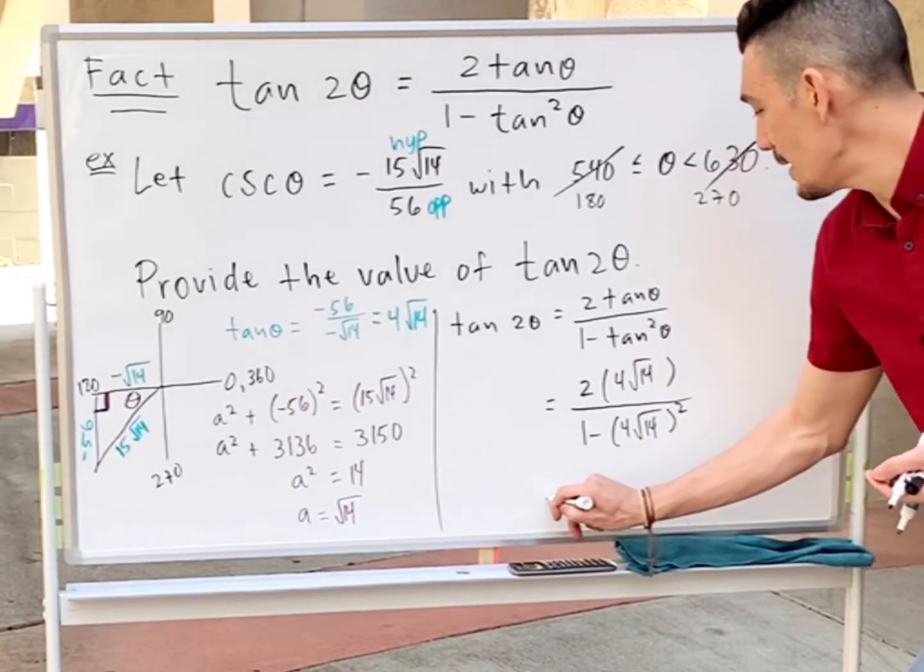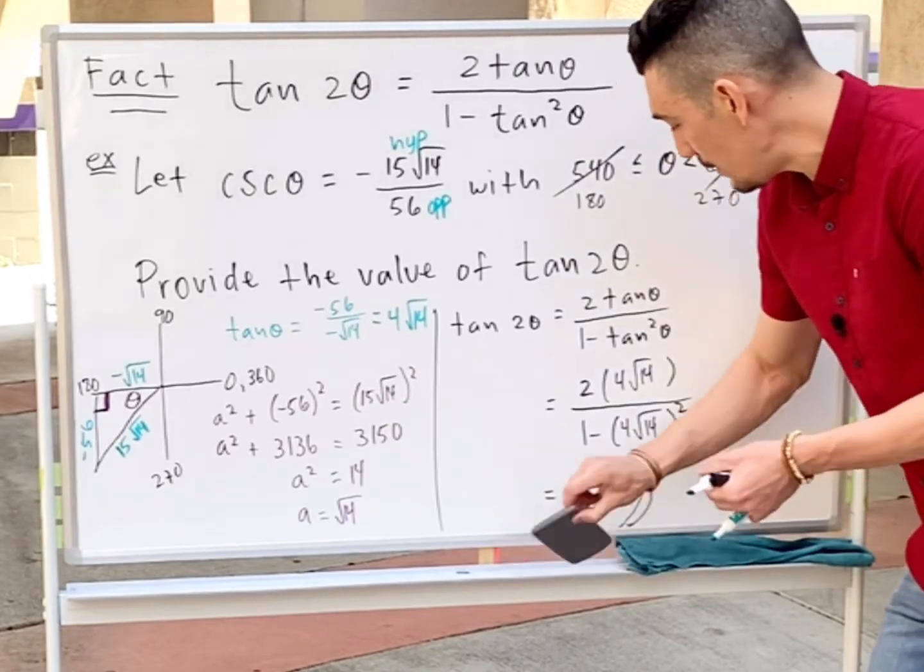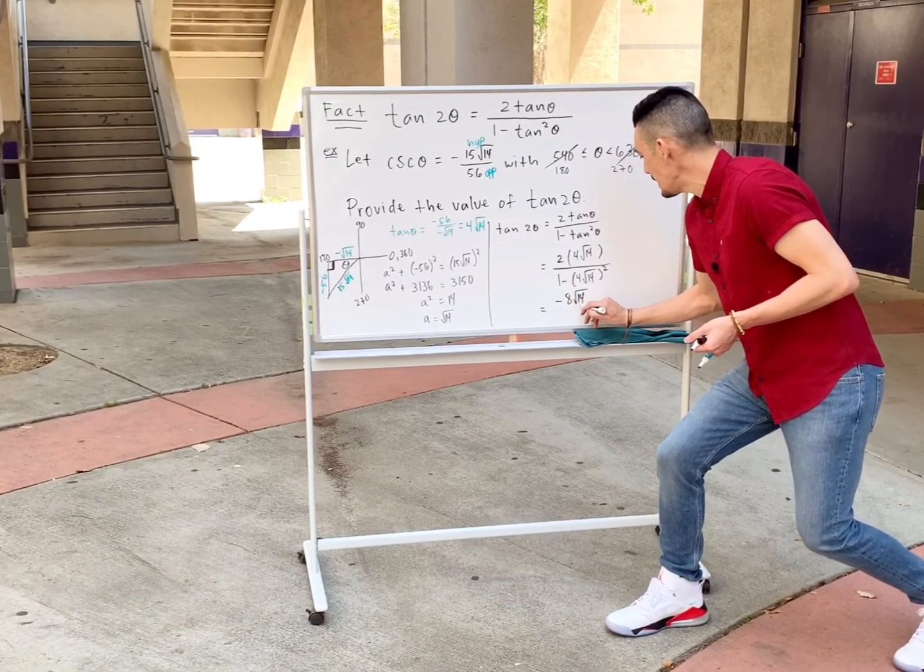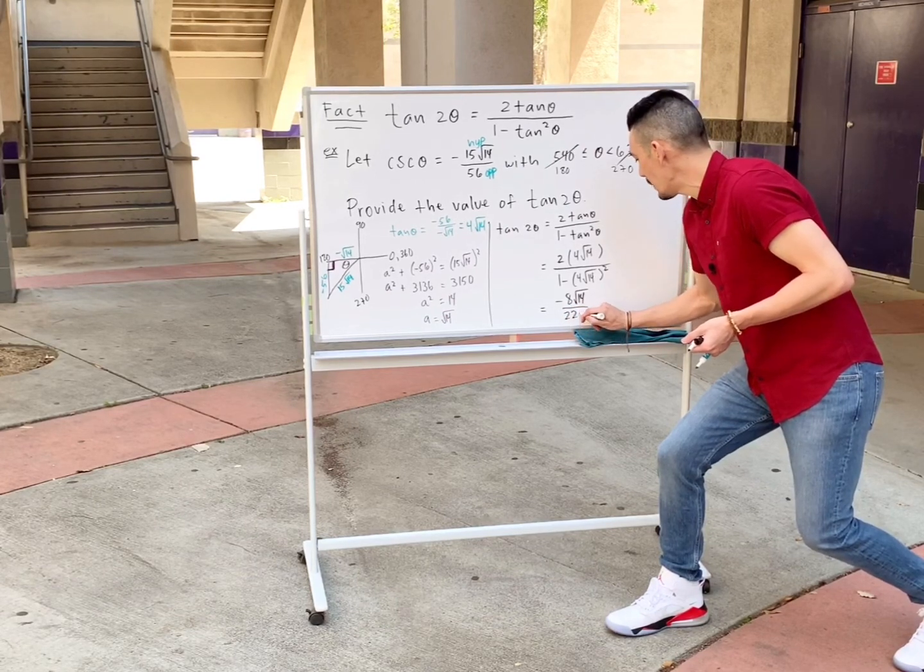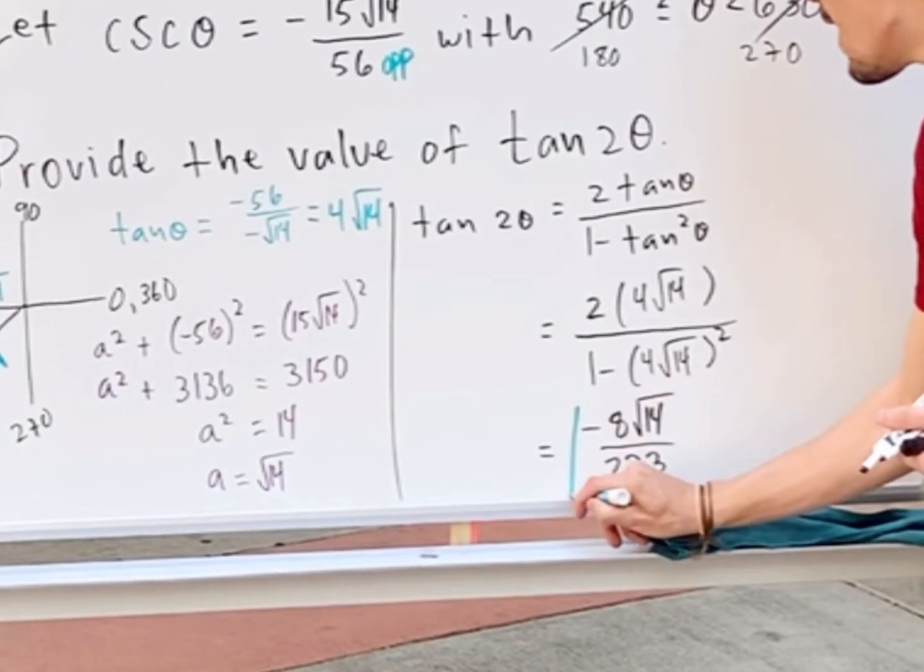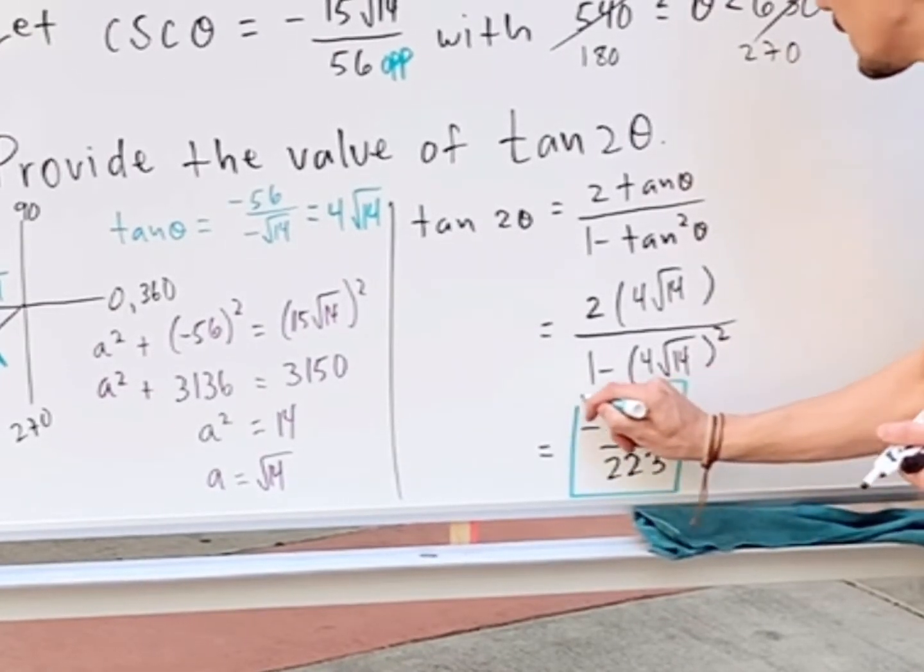Now let's type this in for our final answer. It should be negative 8 square root 14 over 223. We can box this in as our final result.